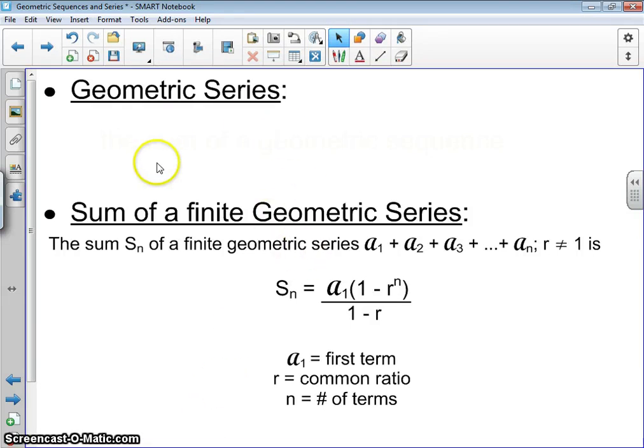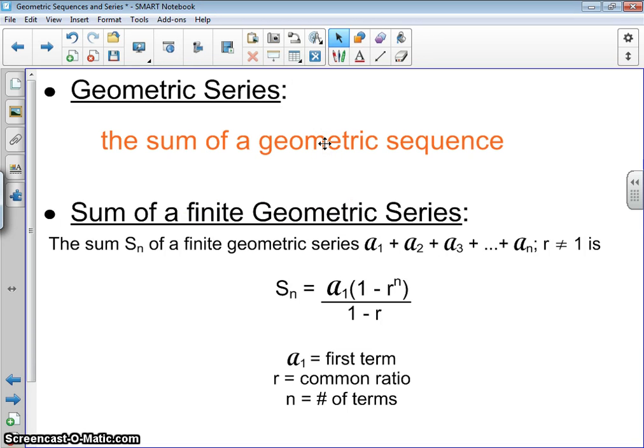Alright, so now we're going to look at geometric series, and a geometric series is just a sum of a geometric sequence. So here's our formula. Just like we had a formula for the sum of so many terms of an arithmetic sequence, we've got the sum of a finite geometric series, which just means a sequence that ends. And you'll have this formula also on your final exam.